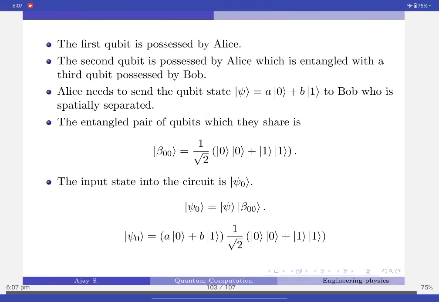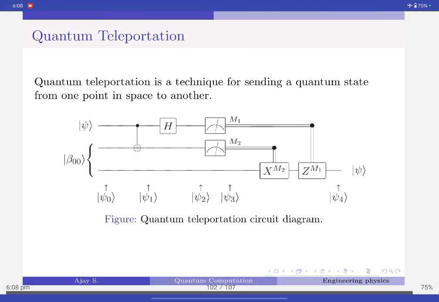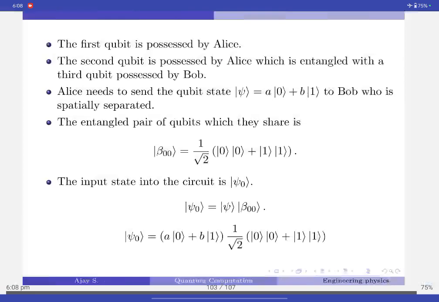So the first qubit, let us say, is possessed by Alice, and the second qubit is possessed by Alice, which is entangled with the third qubit possessed by Bob. So let me go back to the previous slide to tell you that the first and the second qubit are held by Alice, and the third one is held by Bob. The second and third qubits are entangled states. One part is with Alice and the second part is with Bob.